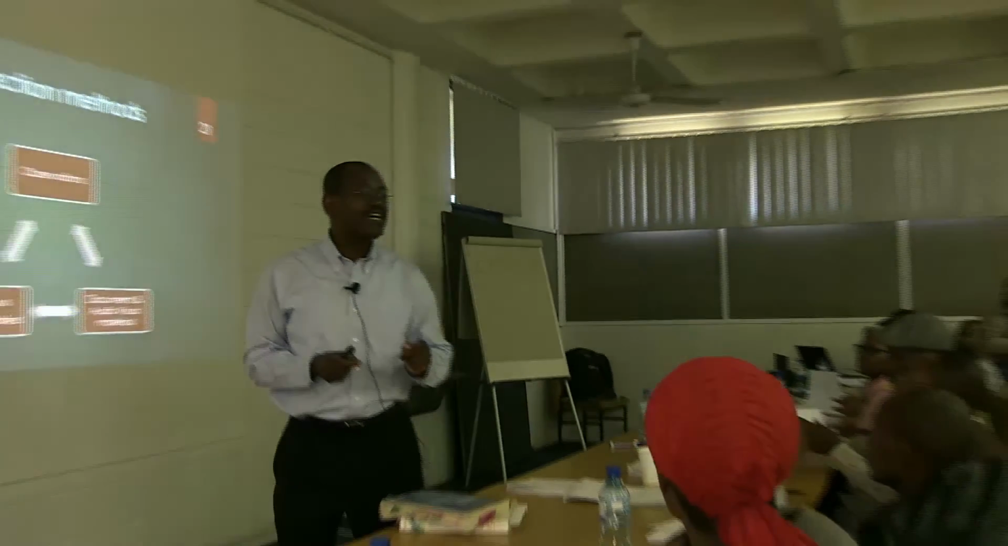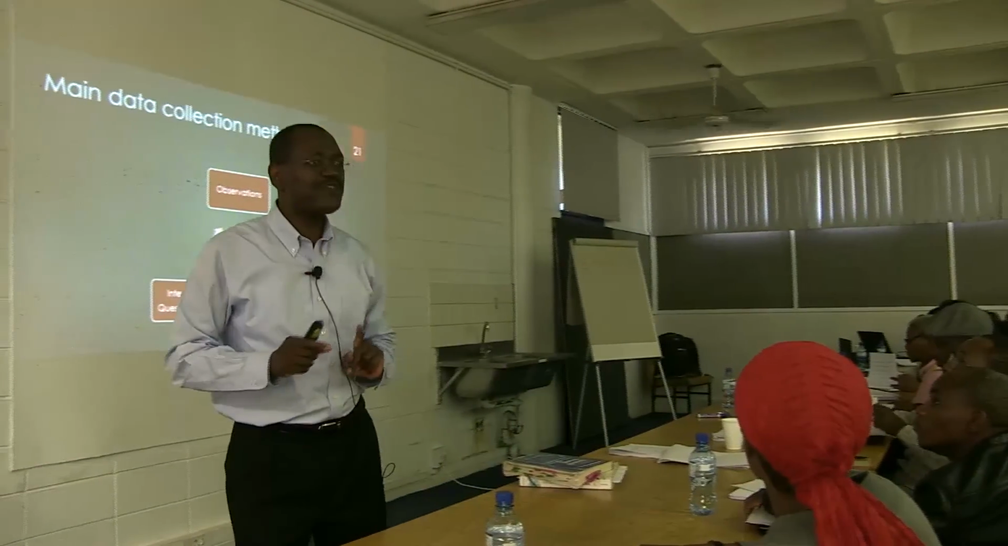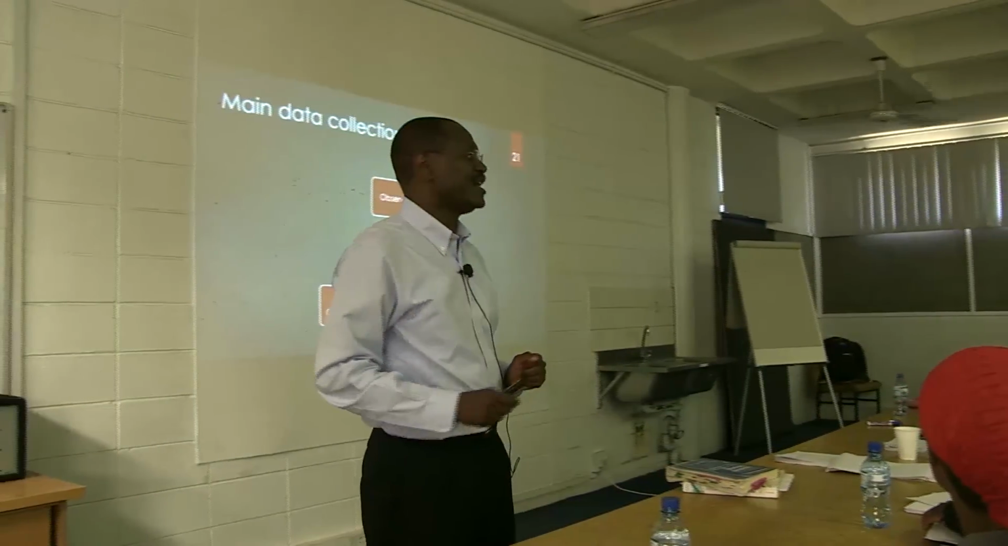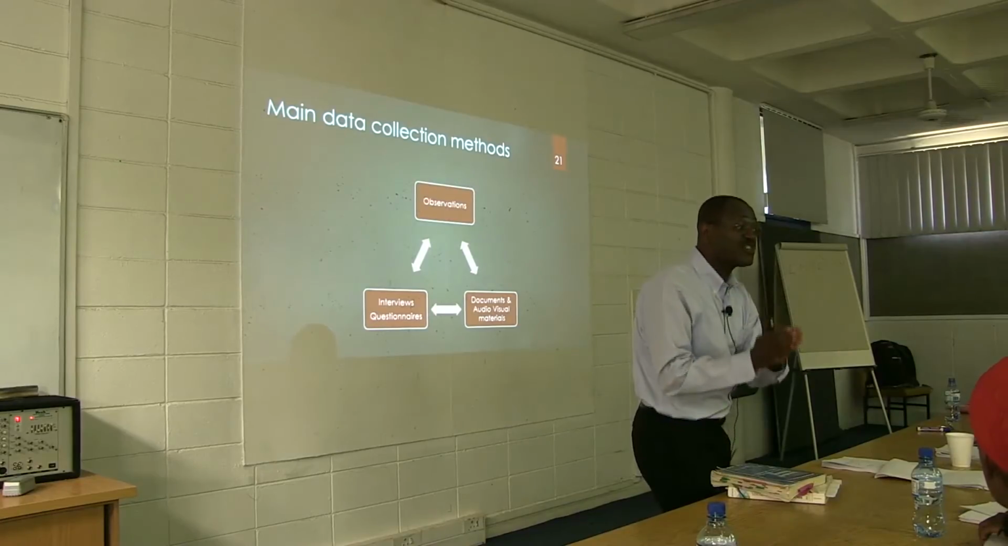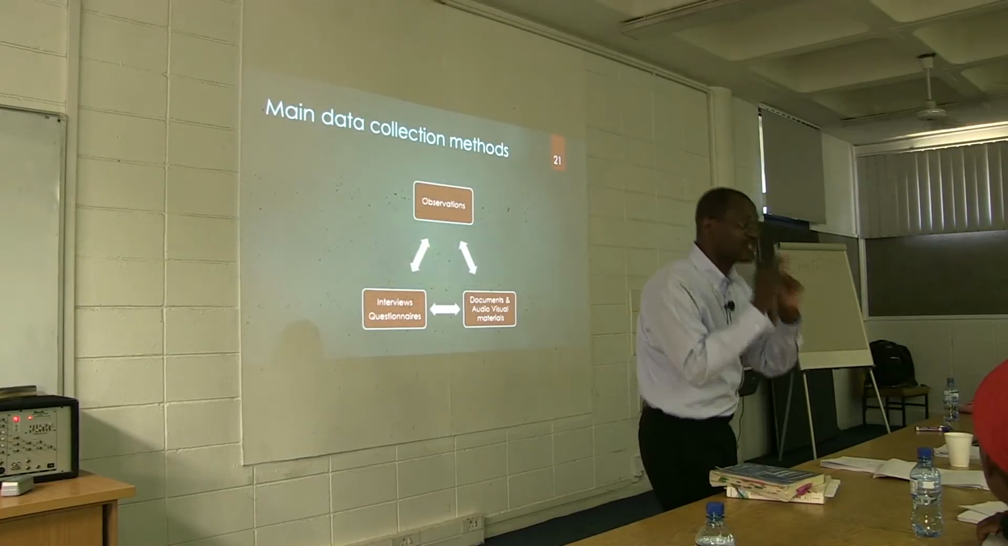Okay? Empiricism. The difference between quantitative and qualitative research methods is that quantitative research is very positivistic. Why is it positivistic? It uses the methods of the natural sciences to generate truth.